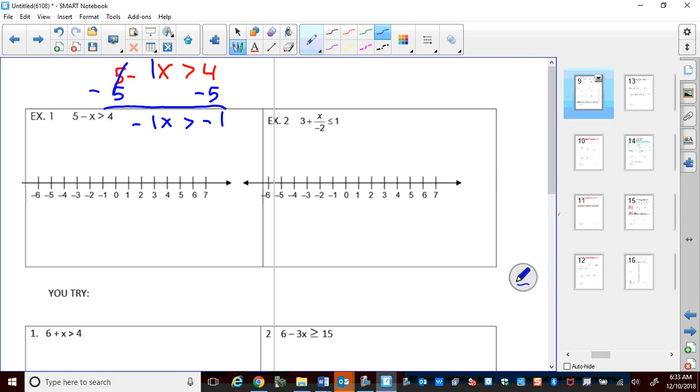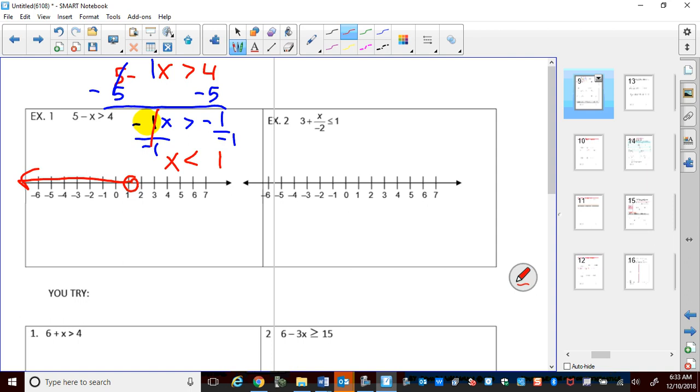Now, I want you to notice we are going to have to get rid of this negative 1. That means we're going to divide by negative 1 on both sides of this inequality. When we do, we have to, in effect, flip the symbol. It becomes x is less than 1. So, all the numbers that are less than 1 are towards the left.